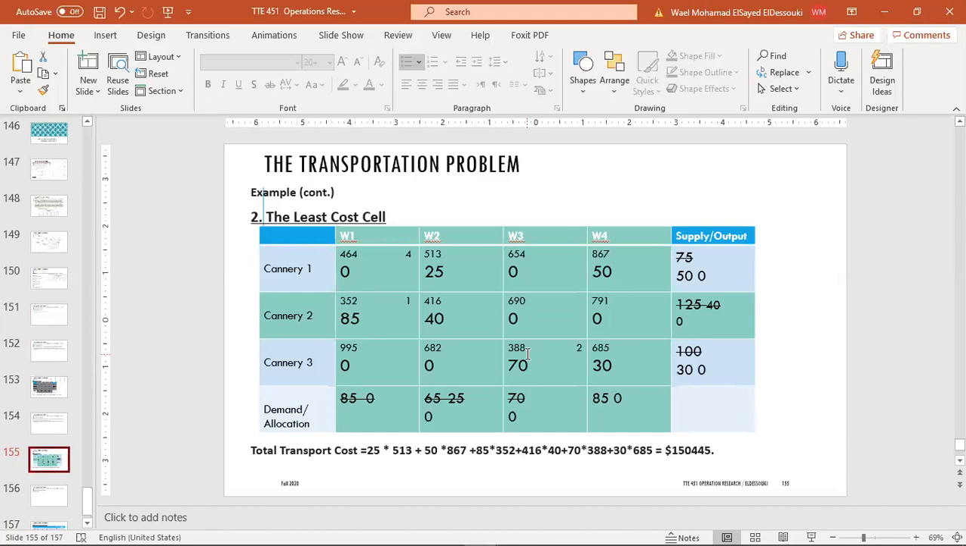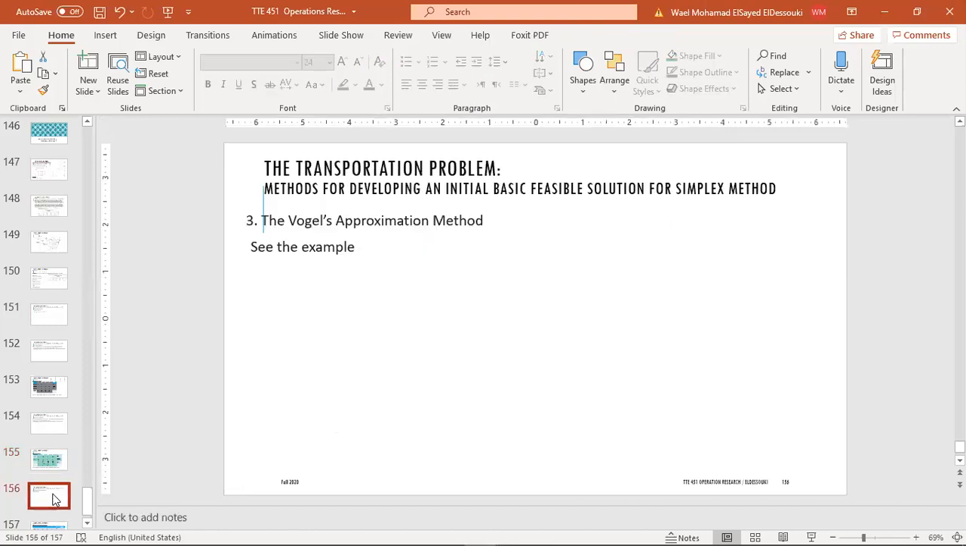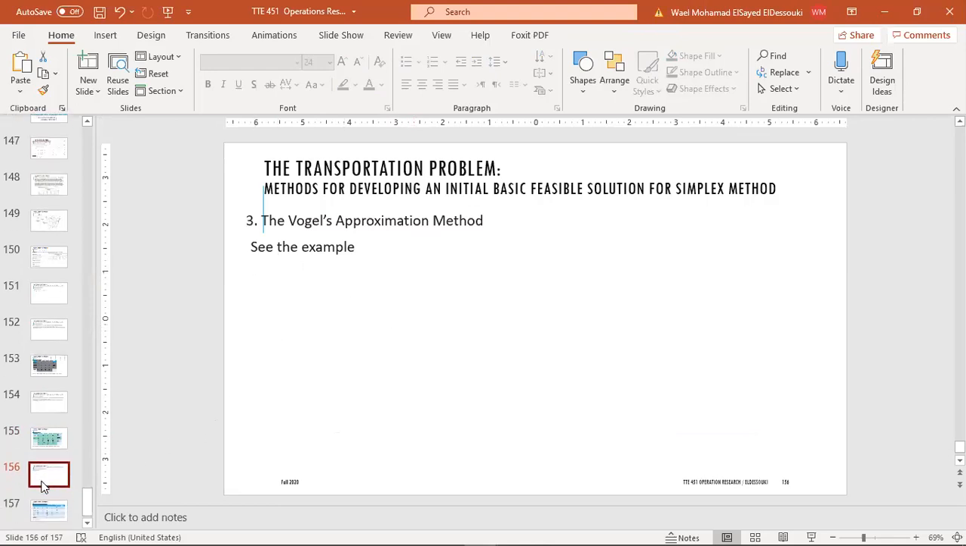Okay. However, this approach, the least cost cell method, we call it a greedy method. Greedy method can be translated in Arabic as greedy method. And usually greedy methods do not guarantee to get you the best result. Okay? There is another method, which is the Vogel's approximation method. And I'm going to explain it using this example here.